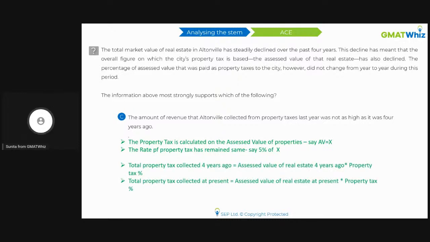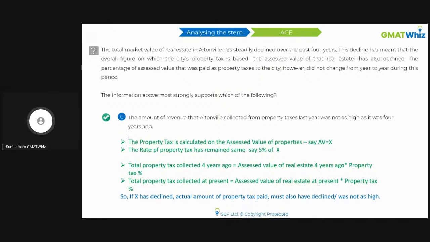So total property tax collected 4 years ago would be assessed value of real estate 4 years ago into property tax percent. And total property tax collected at present would be assessed value of real estate at present into the property tax percentage, and property tax percentage has not changed. So if X has declined, that is the assessed value, then the actual amount of property tax paid must also have declined. That means it would not be as high as it was 4 years back, and therefore C is definitely the answer. This is very important here, as high as this thing. Okay, great. So C is the correct answer.